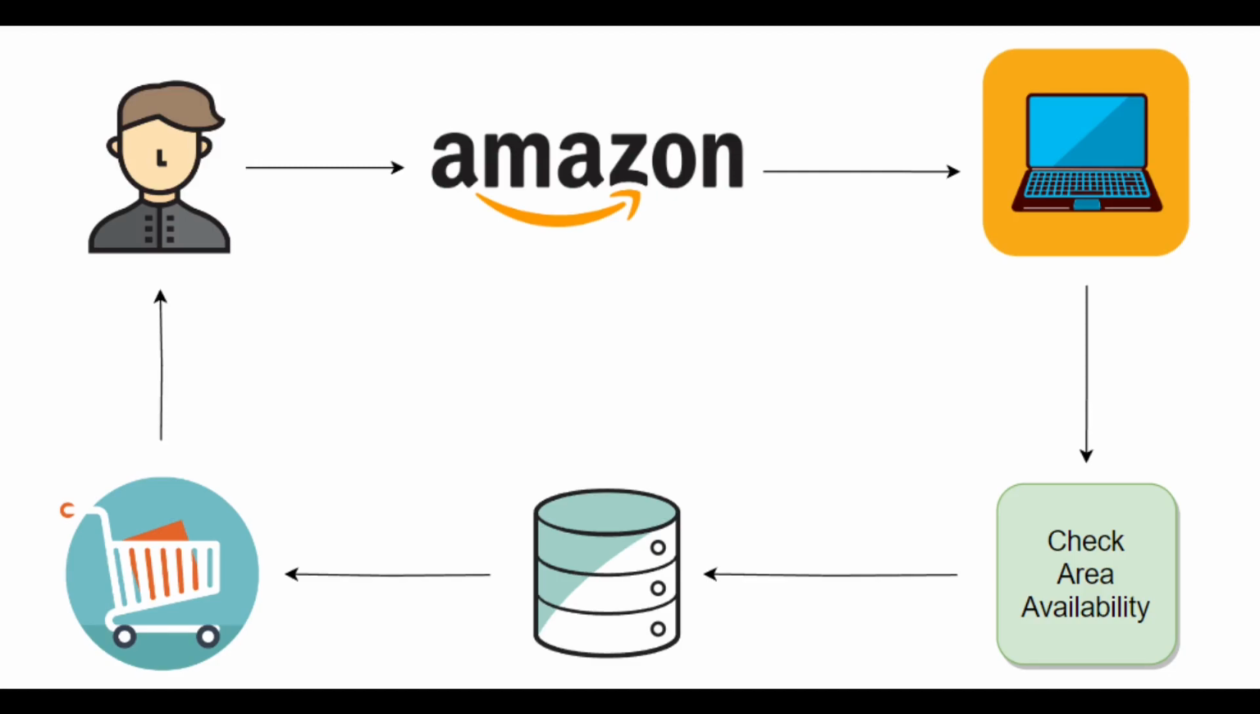If it can be delivered, then only the user can add it to the cart and then get the product delivered. So this is a rough representation of Amazon in a monolithic architecture.